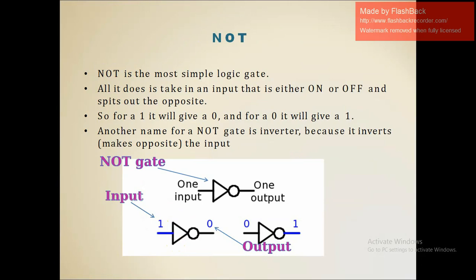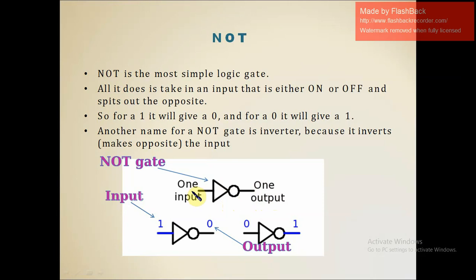What is the NOT gate? The NOT gate is also called an inverter. It has only one input and only one output. It is a device whose output is always the complement of its input, meaning the output is the opposite of the input.